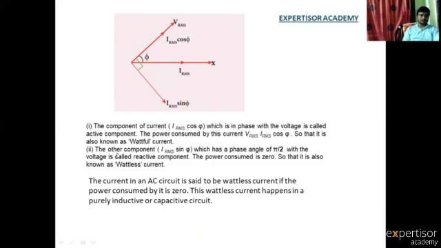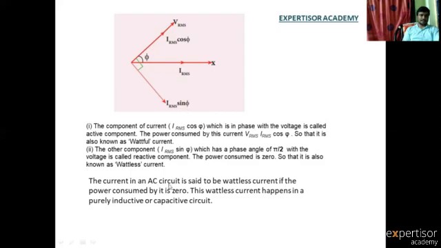Next, the other component IRMS sin phi, which has a phase angle of pi by 2 with the voltage, is called the reactive component. The power consumed is zero, so it is also known as wattless current. So here IRMS sin phi is the part of wattless current.